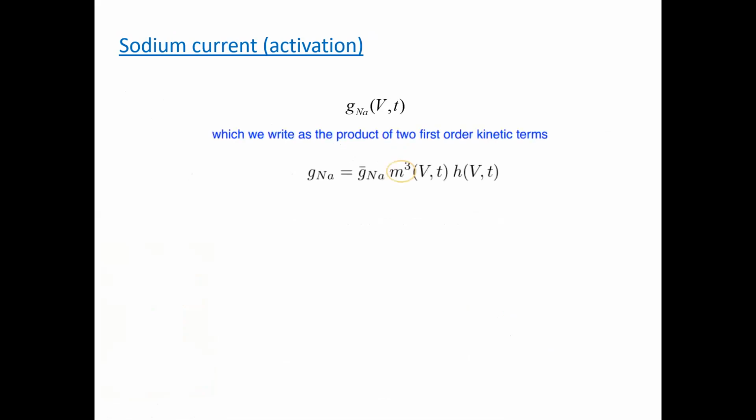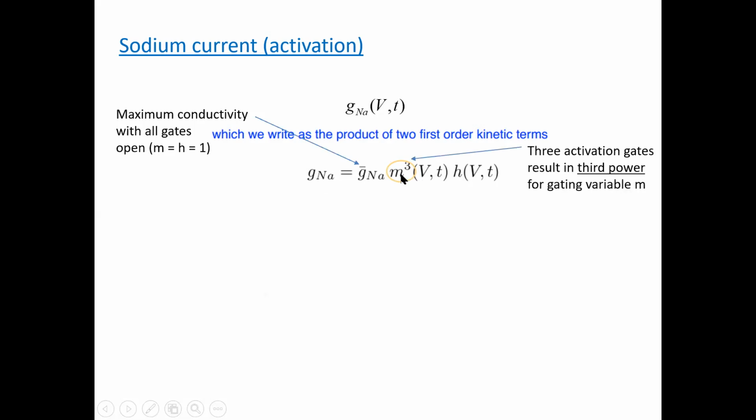Okay, let's move on to sodium current activation, GNa via T. And we actually write this, the sodium conductance, as a maximum sodium conductance times the product of two terms. The first one is activation, the M term. The second one is inactivation, which we'll deal with in a minute.